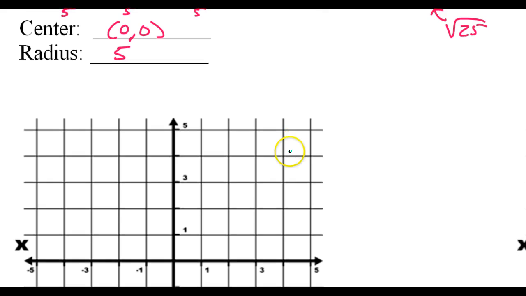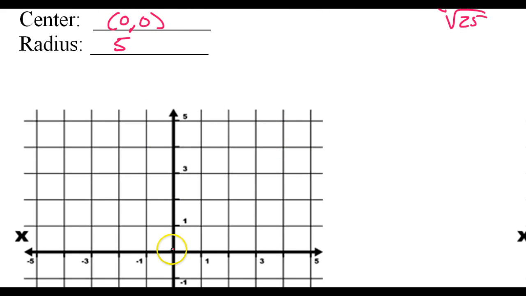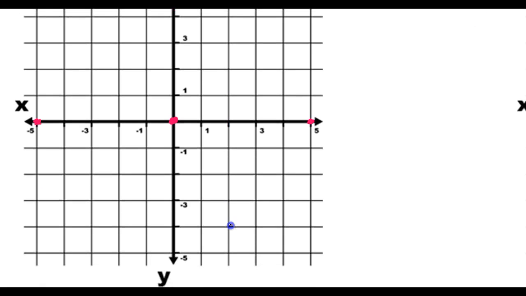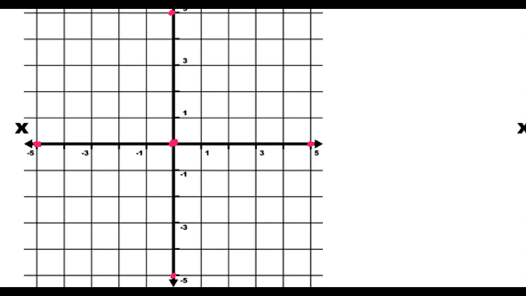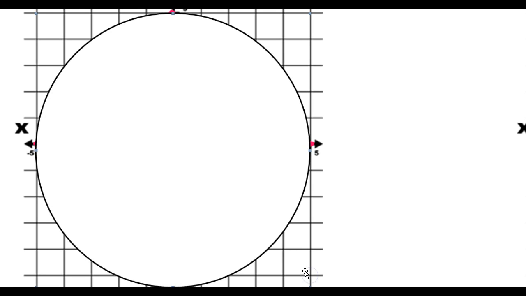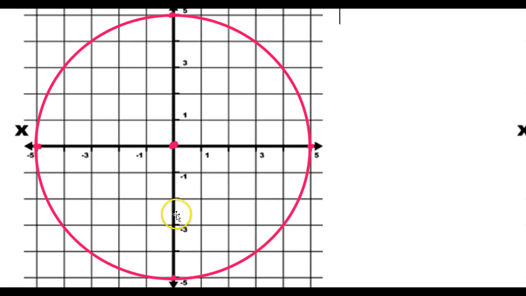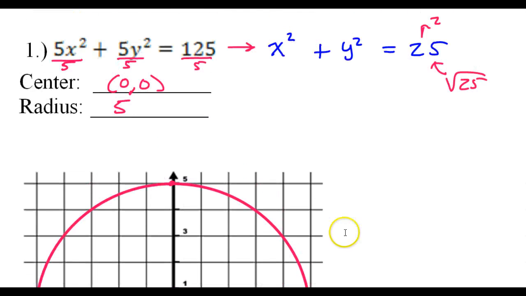Alright, so if I want to graph this, the center is (0, 0). The radius is 5, so that means I can go out 5 in all directions and land on the circle. So it's easiest to just go up, down, left, and right, and then draw that circle. Alright, this graph is somewhat distorted, so there you go. Alright, so that was problem number 1.